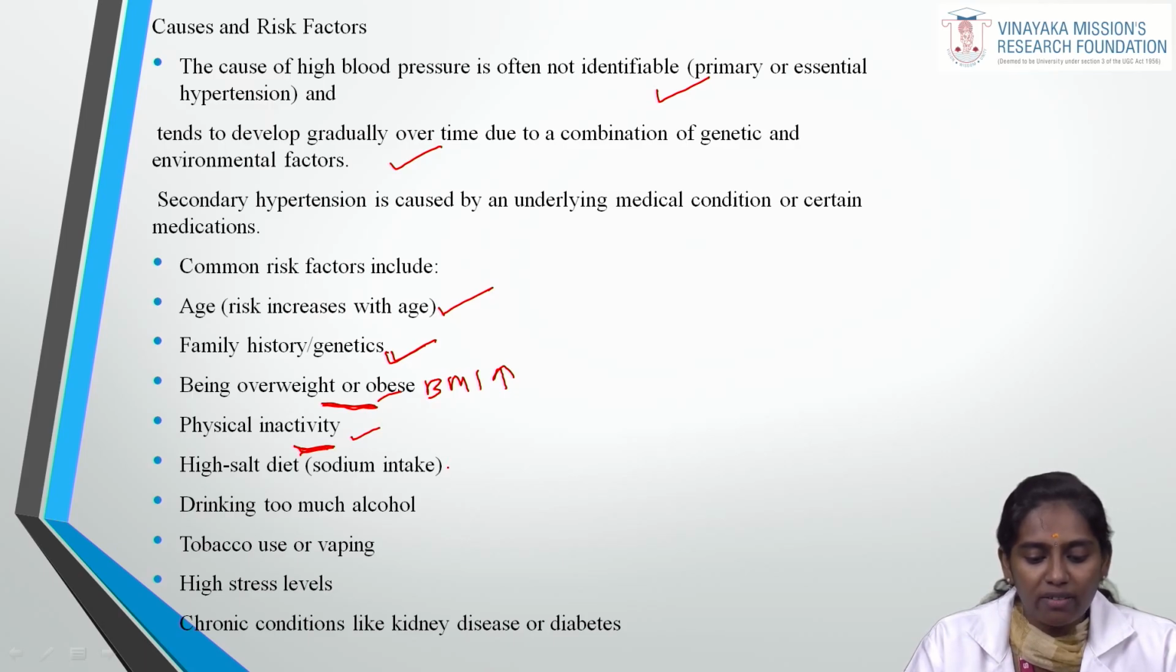Then a high salt diet, when you are taking high salt in your foods. Then drinking too much alcohol. Then tobacco use or vaping. Then high stress levels. Chronic conditions like kidney disease or diabetes. In diabetes, your blood pressure is gradually increased. When your diabetes increases, your blood pressure is also increased.